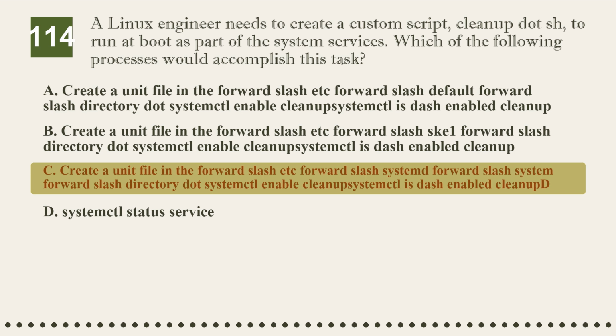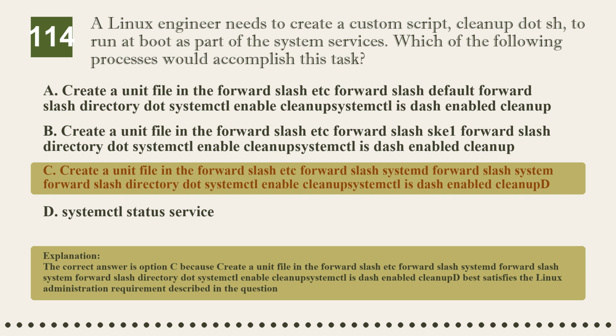Create a unit file in the /etc/systemd/system/ directory. systemctl enable cleanup, systemctl is-enabled cleanup. The correct answer is option C because creating a unit file in the /etc/systemd/system/ directory, systemctl enable cleanup, systemctl is-enabled cleanup best satisfies the Linux administration requirement described in the question.